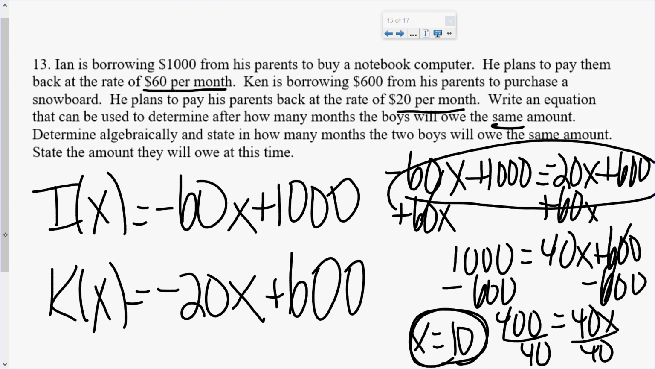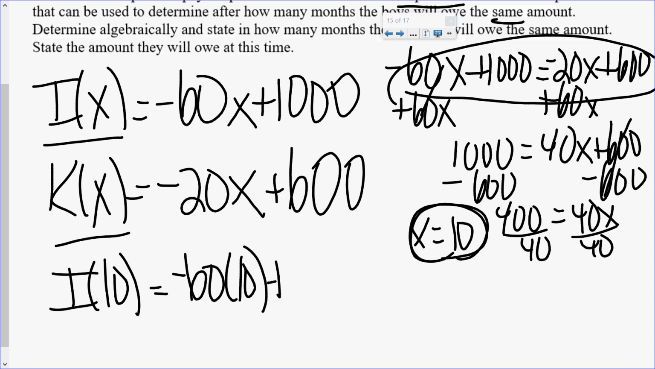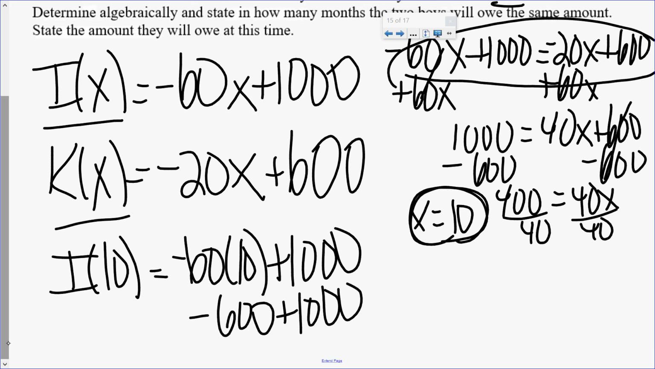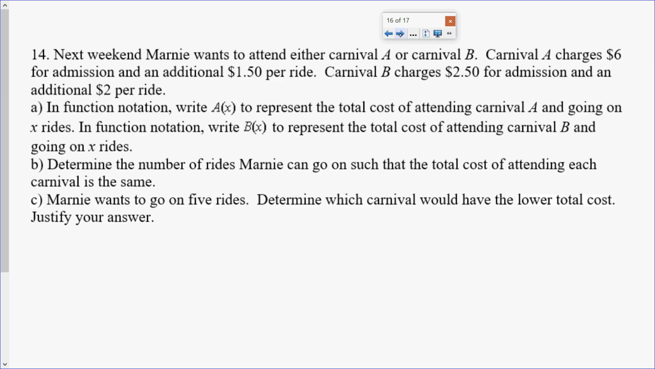So the amount that they owe is I of x or k of x. Since it's going to be the same amount, it doesn't matter which one. I'll do I of x. So I'm doing I of 10 equals negative 60 times 10 plus 1,000. That's negative 600 plus 1,000. That's 400. So after 10 months, they're going to both owe 400. And that's pretty much it.